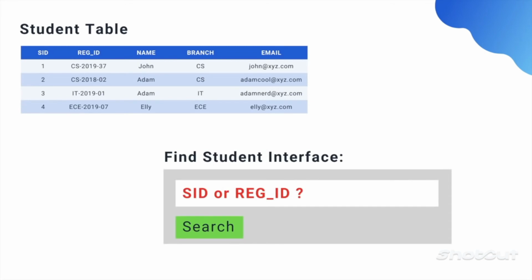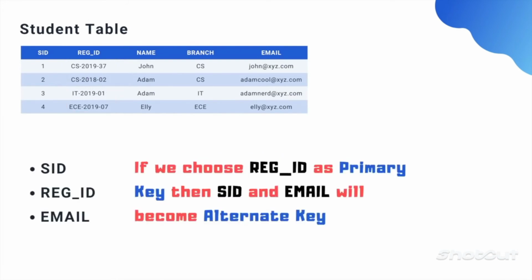If we have to create a simple user interface to search for student information for our college using the table in the database that we have as an example, what will make more sense? SID, which is an auto-incremented value by the database itself, or registration ID, which every student knows and is more meaningful for college administration too. Hence, in this example, we can make reg_id or registration ID the primary key. All the remaining candidate keys which are not selected as a primary key are called alternate keys.